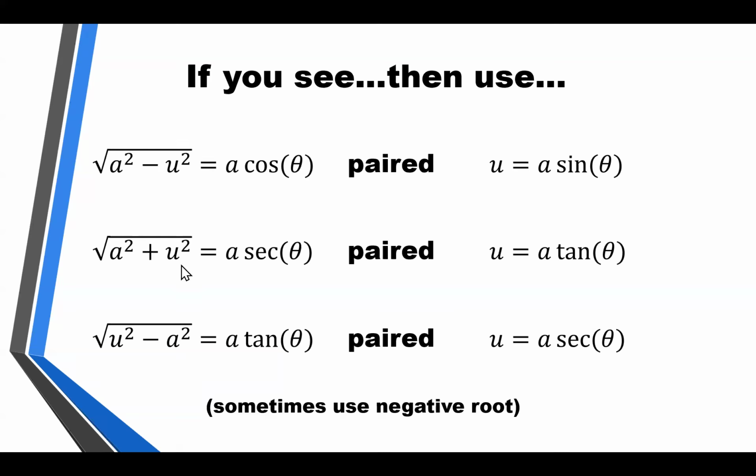If I see this type of square root, I let u be a times tangent theta, and therefore the square root becomes a times secant theta. If I see this type of a square root, I let u be a times secant theta, and then the square root becomes a times tangent theta. So this is the idea. We're going to substitute out the square root with a trig function. And if we do, the u is going to have to have been substituted out with some other trig function.